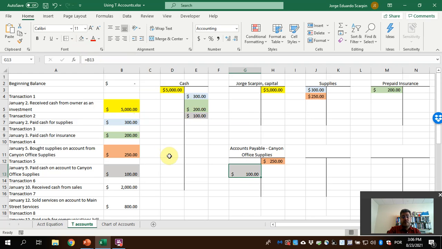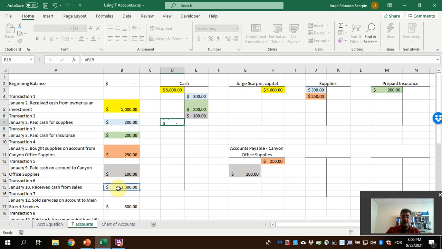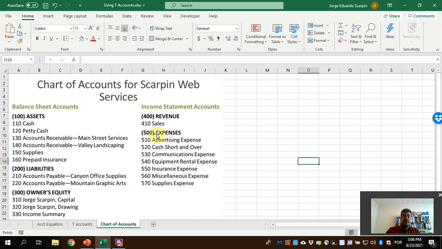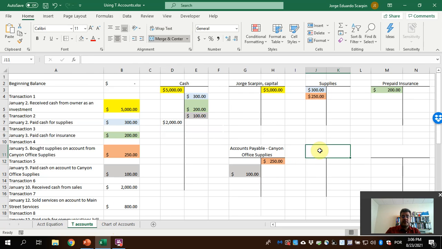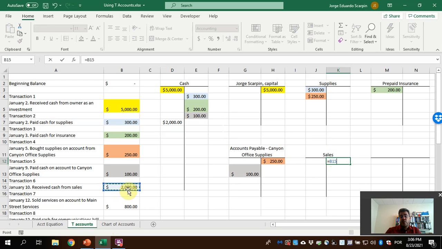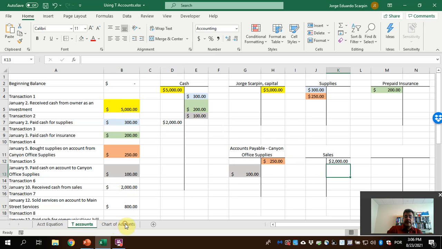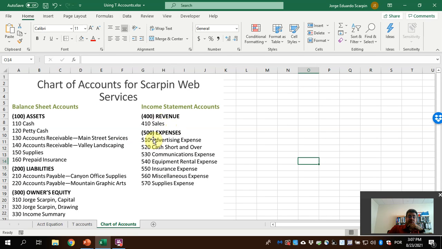Transaction 6, almost half. Received cash from sales. So receiving cash, increasing asset, it is a debit. What is a credit? Sales. Our revenue here, sales. And why is it a credit? Because we are increasing our owner's equity. And here, revenue and expenses, we are taking it away from the owner's equity, because here we have two financial statements.